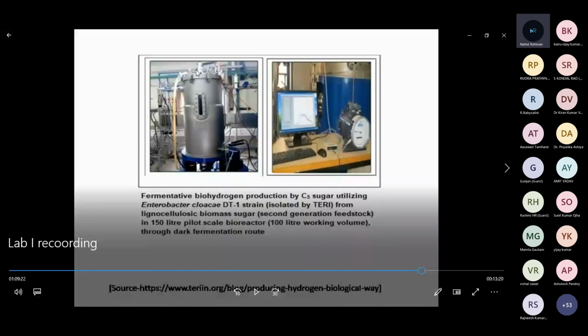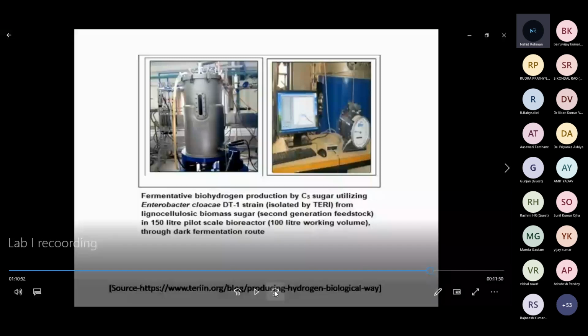So you see that it has ports coming out of it and it is connected to the machine. So there is online measurement. That's a real-time measurement of the production rate of metabolites as well as pure hydrogen. So this is a picture of a 150 liter pilot plant. Okay. So now the technology is well established.